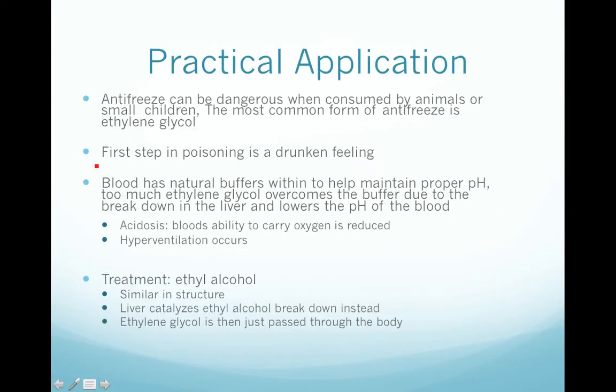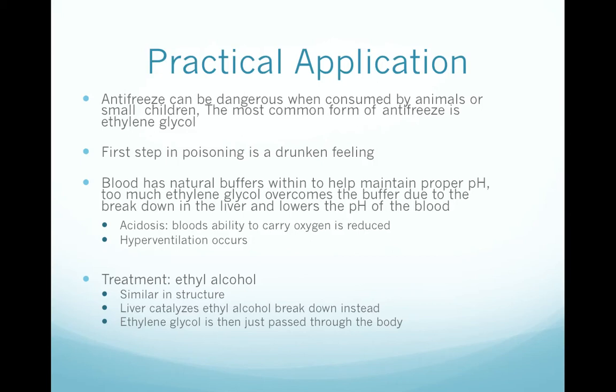Okay, so practical application. For example, one of your small dogs or one of your children might eat or drink some antifreeze, which is ethylene glycol, which could cause blood poisoning and even death. Well, your blood has a natural buffer that helps maintain the proper pH. Okay, what is a buffer? Basically, exactly what it says. It's a chemical in your blood that helps maintain your pH.